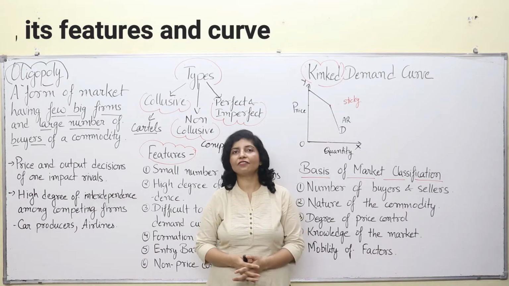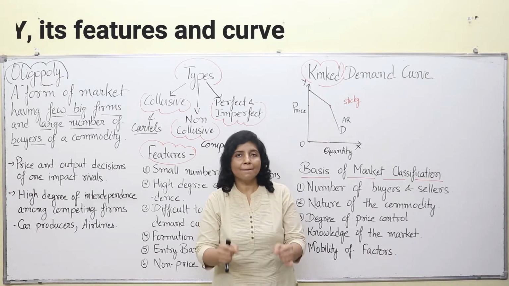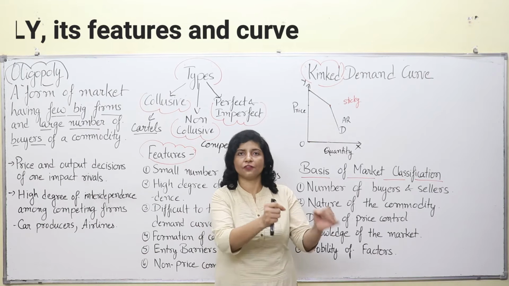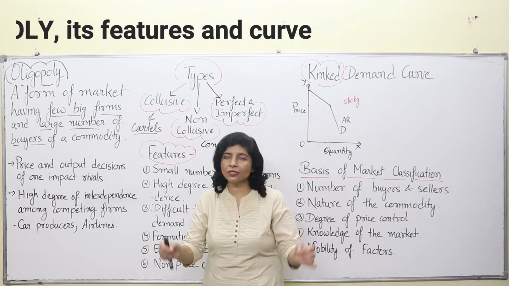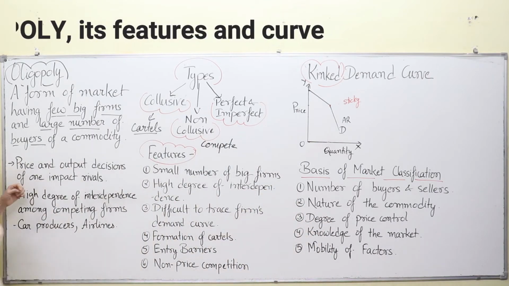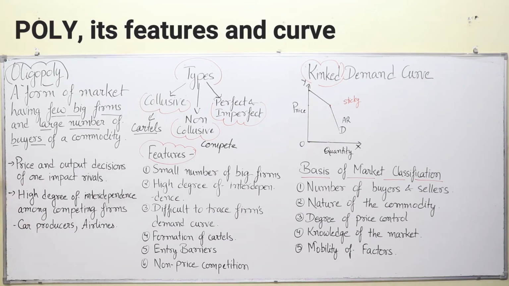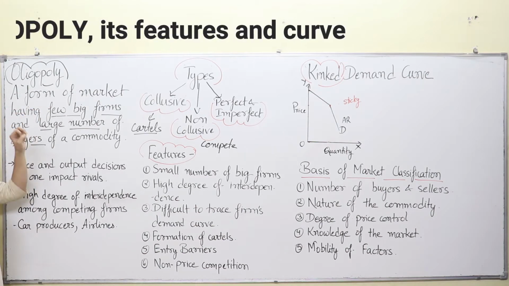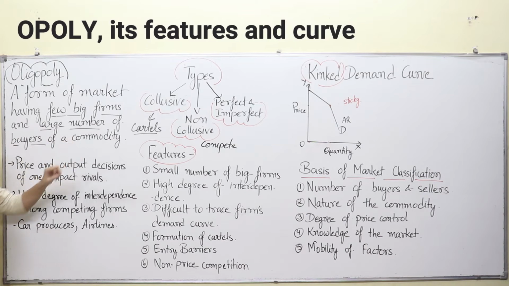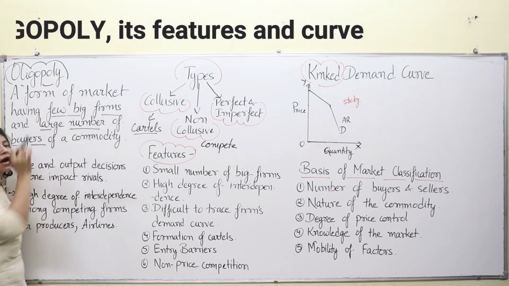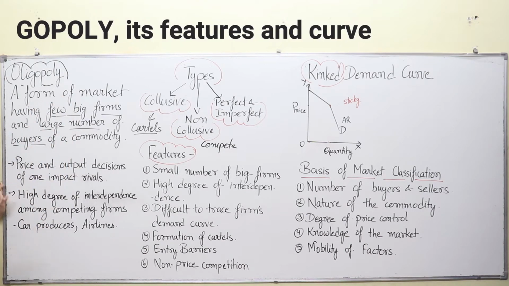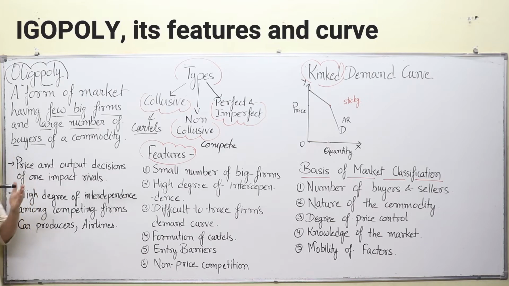So let's discuss that with the definition. Oligopoly in fact means few sellers. Oligo means few and poly means sellers, so it is a few-sellers market. Here we have the definition of oligopoly: a form of market having a few big firms. That is, it's a type of market where there are very few big firms. You can count them on your fingertips.